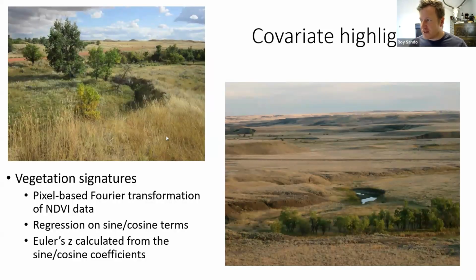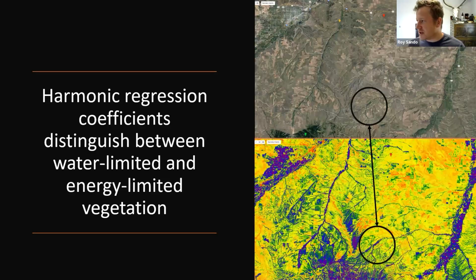So exploiting this fact, we developed a cloud-based approach to creating harmonic regression coefficients for each 30-meter pixel in the study area, which allowed us to get the annual green up curve. We incorporated those coefficients, displayed here in the bottom right-hand panel, in our modeling, and they turned out to be about the fourth most important variable in this Upper Missouri modeling effort. And what it allowed us to do was really distinguish between water limited and energy limited vegetation.